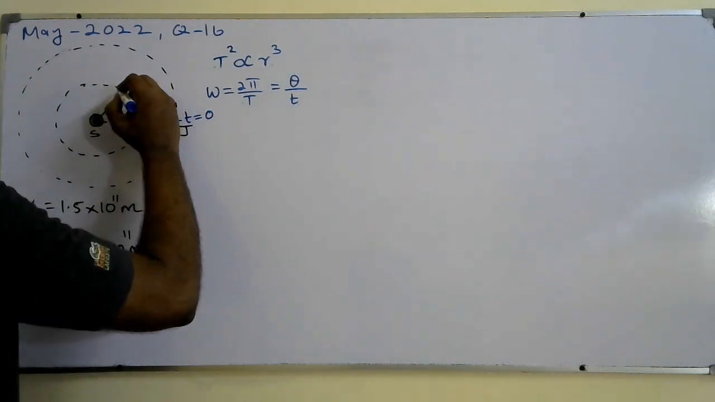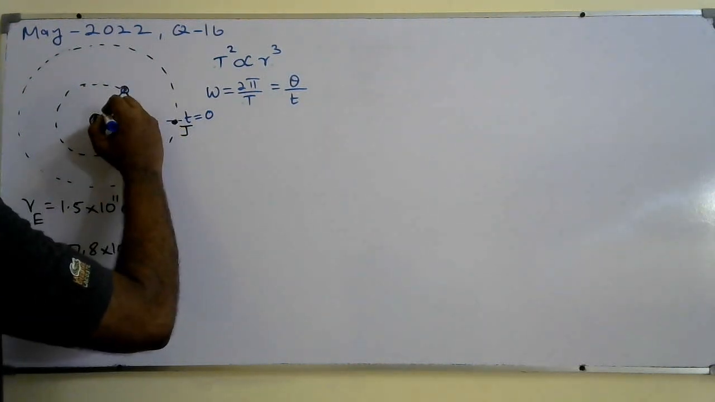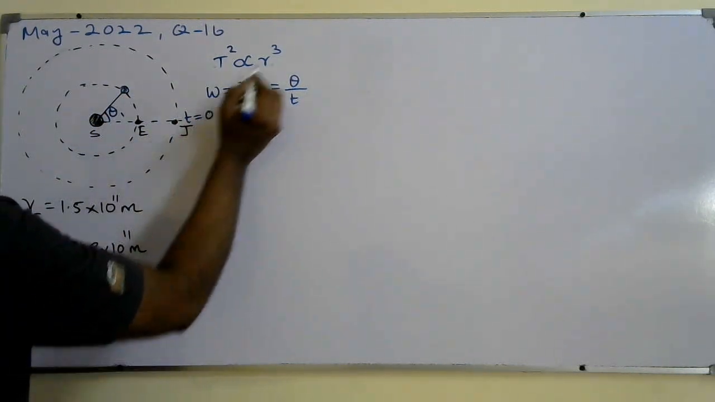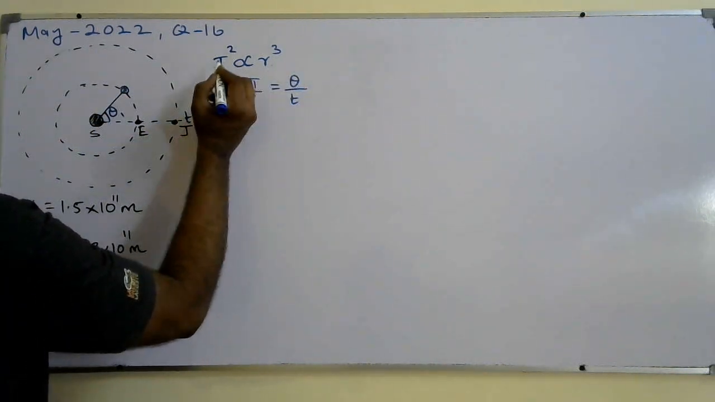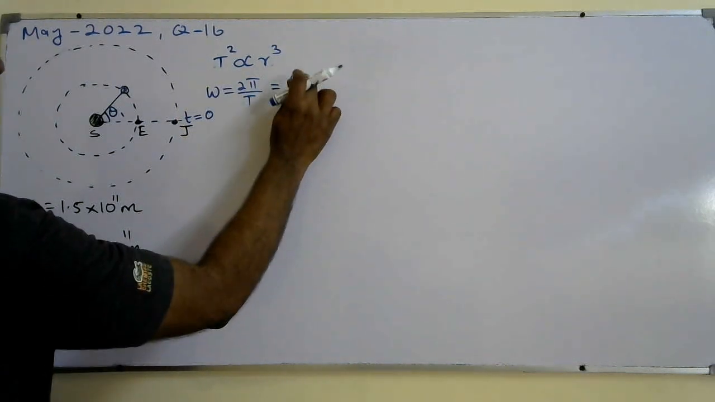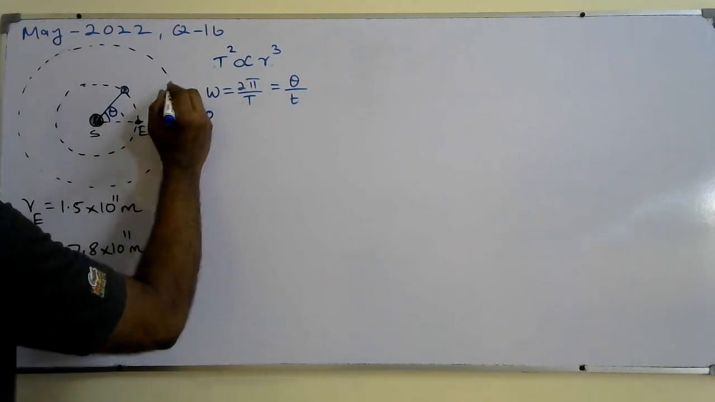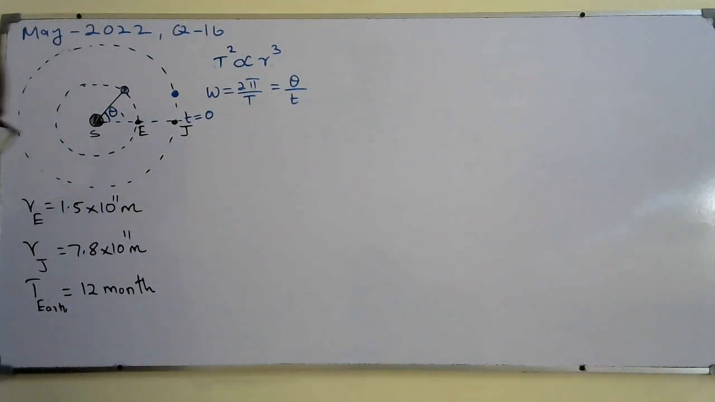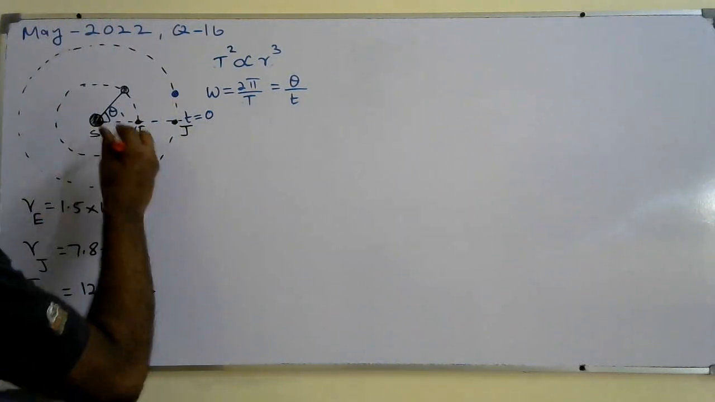So Earth might be somewhere here at time t, which it would have gone through angle theta 1. But Jupiter that has larger radius of orbit means larger time period. Larger time period means at a particular time the change in central angle will be smaller for Jupiter. The Jupiter might be somewhere here. That might make an angle theta 2 which is smaller with the center of the orbit. So that is going to be theta 2.